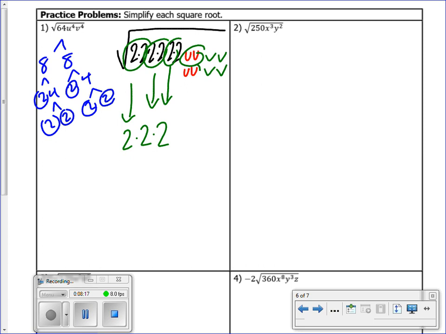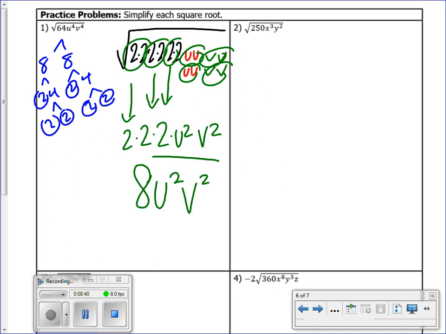And circle sets of U's. U's come out. And they make U squared. Circle sets of V's. V's come out and they make V squared. If you notice, I have nothing left over, so my square root goes away. I do not need it if there's nothing left over. Now I multiply 2 times 2 times 2. That gives me 8u squared v squared. And that, ladies and gentlemen, is your final answer.